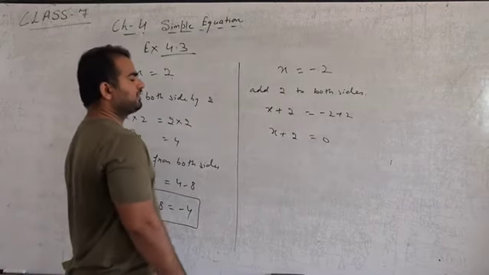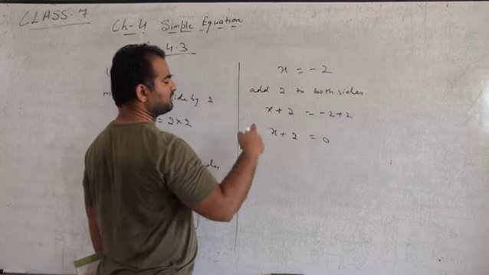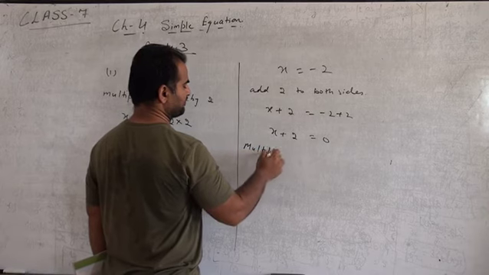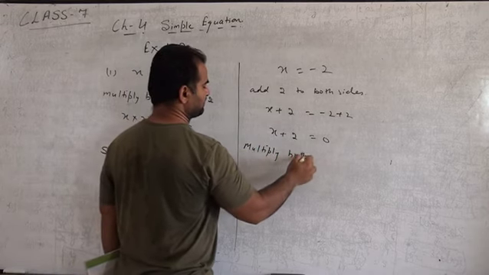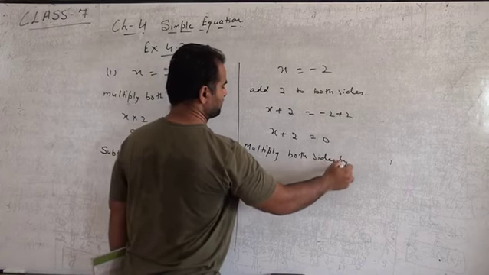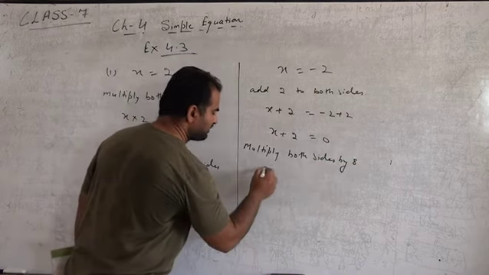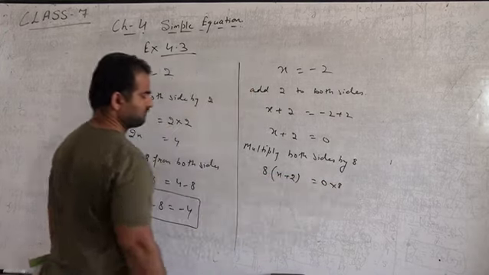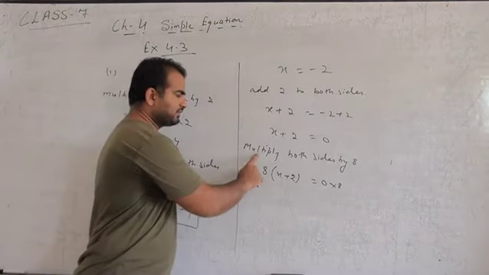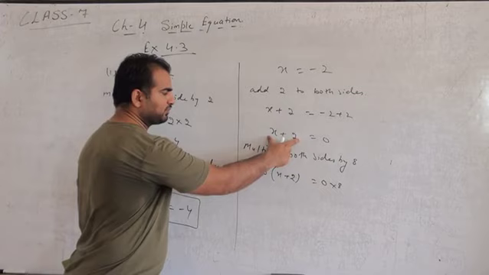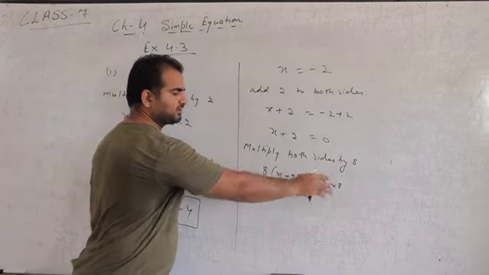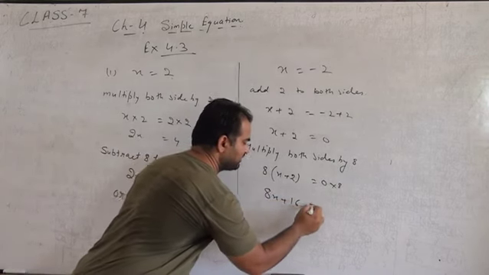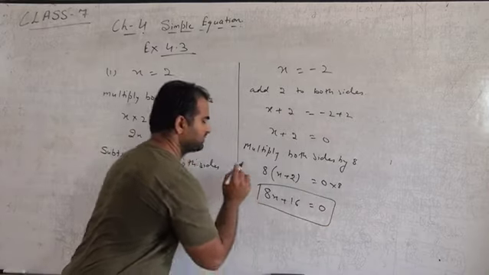Done. Now what we can do is multiply both sides by 8. So it will be 8 multiplied by bracket x plus 2 equals 0 into 8. Okay, listen class, what I am saying is multiply both sides by 8. Then we multiply this number by 8 and this number also by 8. So it will be 8x plus 16 equals 0. This is our equation.